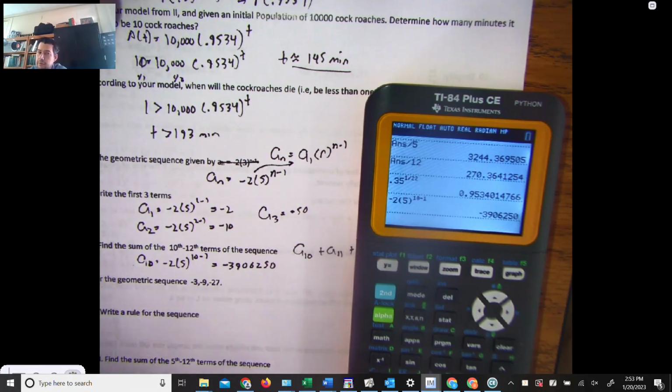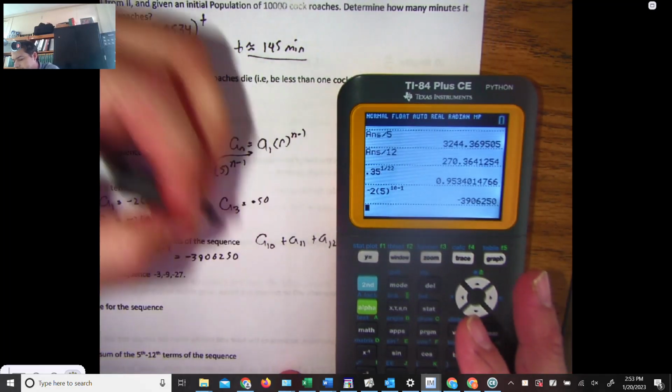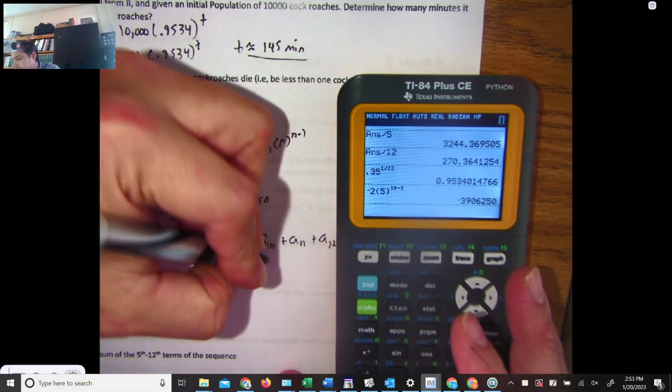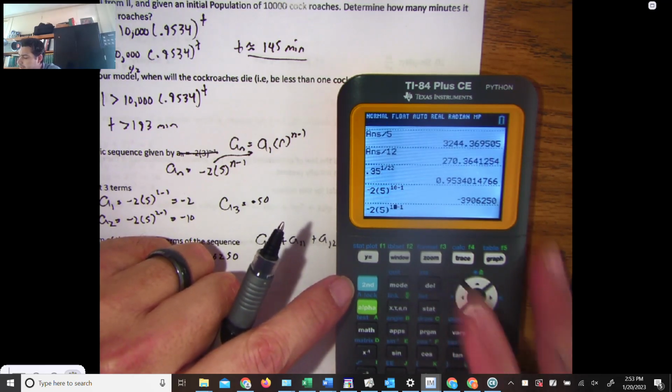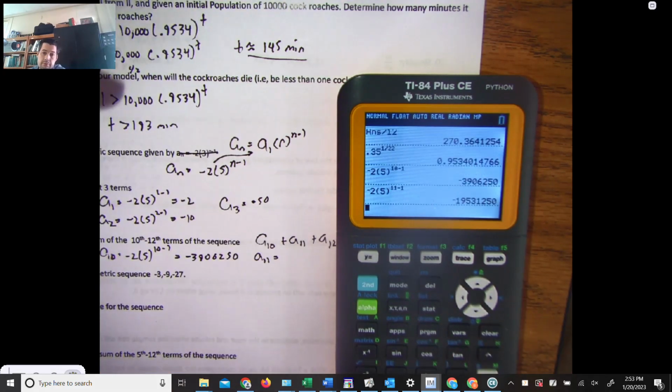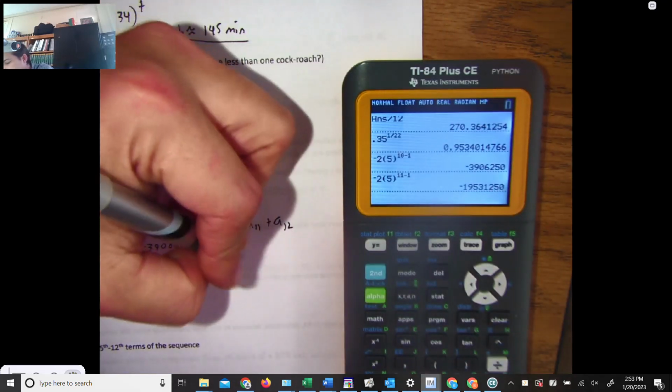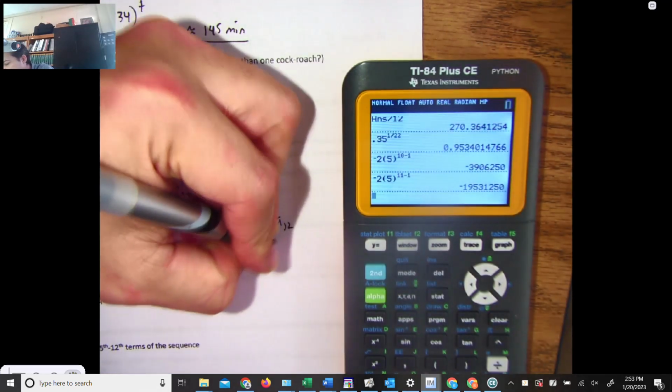Now, if I want a sub 11, I plug an 11 in. And I'm just going to go up here. I'm going to change that 10 into 11. I could use a storage feature too. -19531,250.